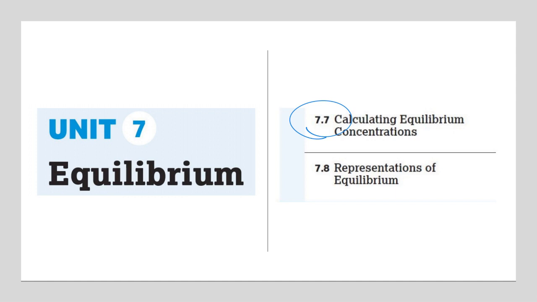So we're doing 7.7 today, calculating equilibrium concentrations. And then 7.8, we're going to do representations of equilibrium situations. Those are going to be like particulate diagrams. So drawing diagrams that represent what's going on at equilibrium. So let's get started.